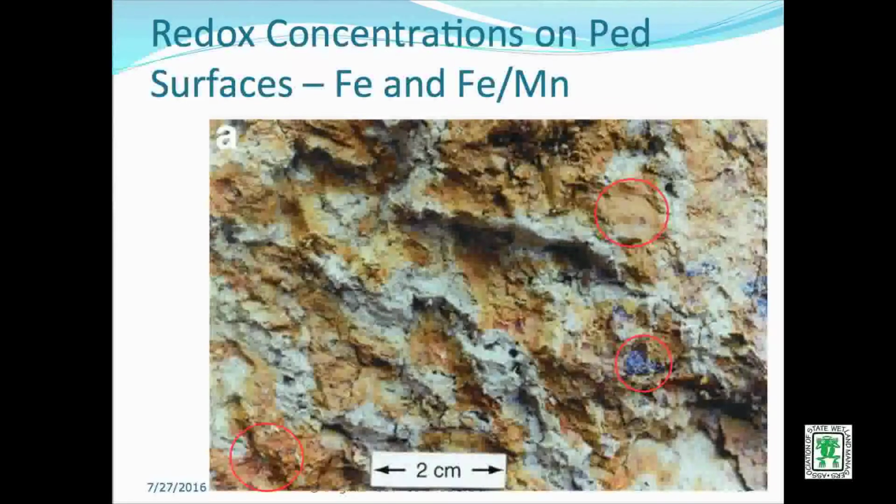Here's a look at some redox concentrations of iron and manganese on surfaces. So this is where aggregate surfaces come together, and you can see that the zones that are circled are redder than the background color of the soil, and so they do have a concentration of iron. They often are associated also with clay that gets deposited in these oxidized conditions.